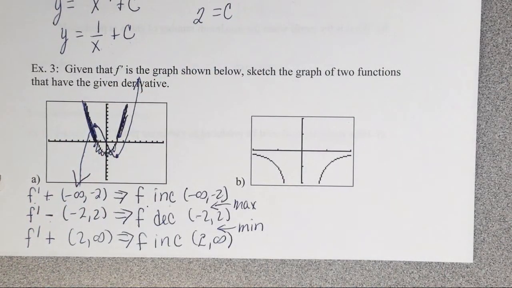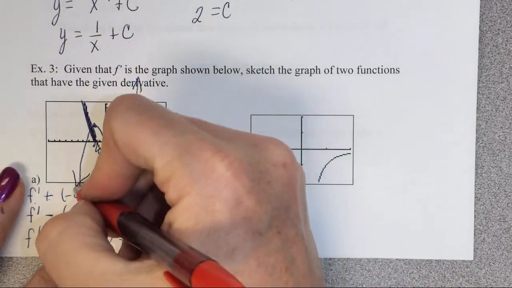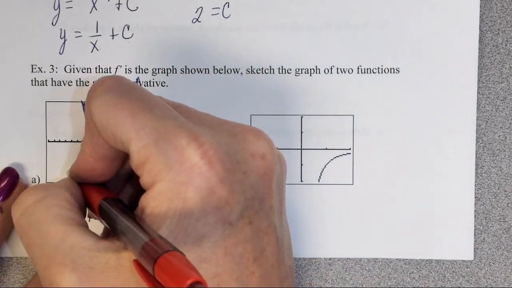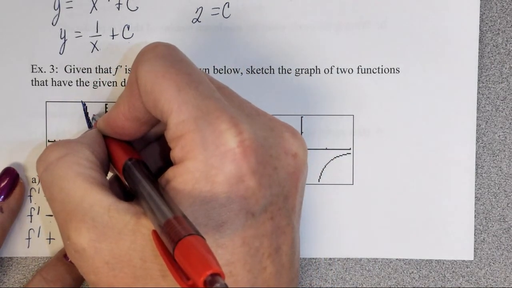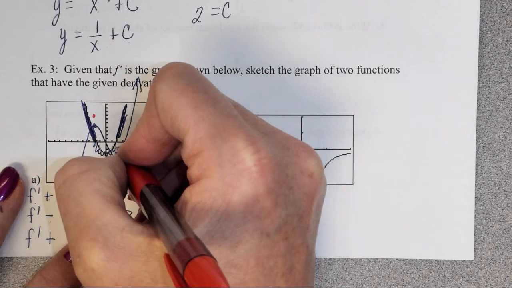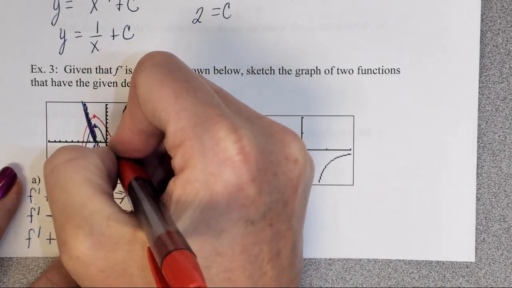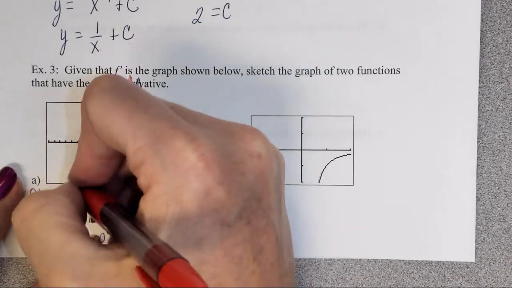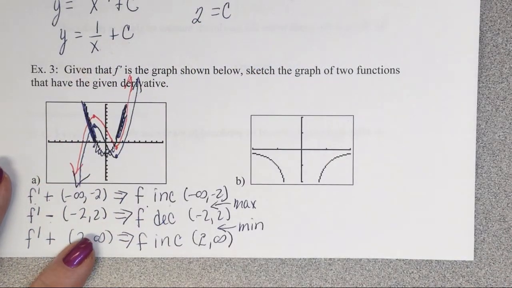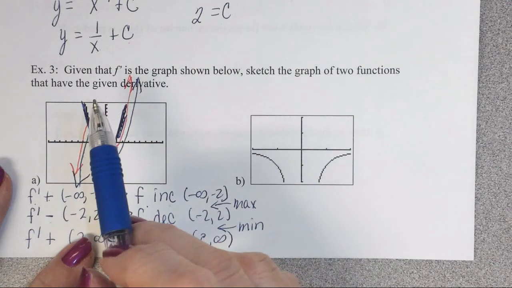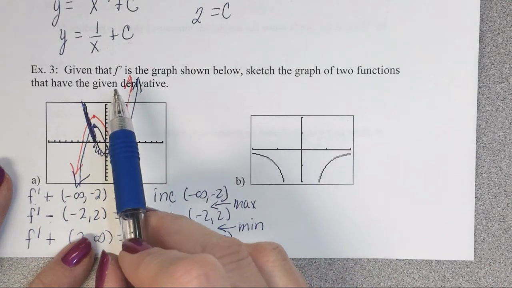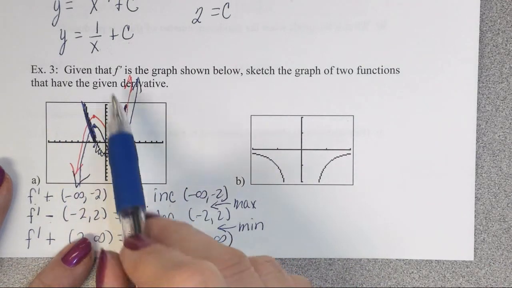Now my directions say to sketch two functions. So that's just telling me that my c value could change. So instead of having this function, I could also have this function. I still need a max at negative 2. I still need a min at positive 2. But now it could look like that. So those are two possibilities for functions that would have that derivative.